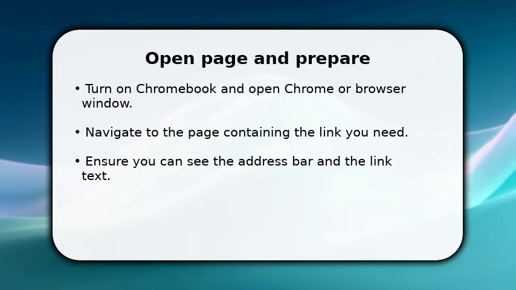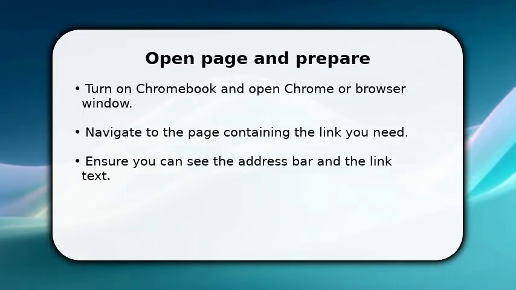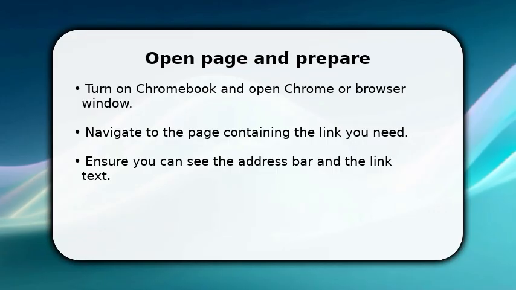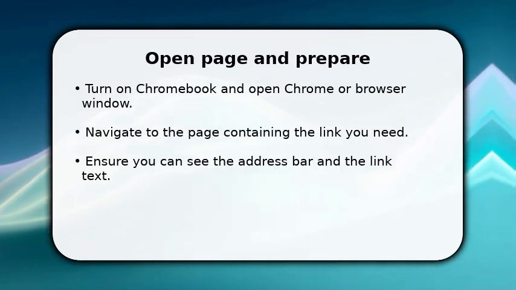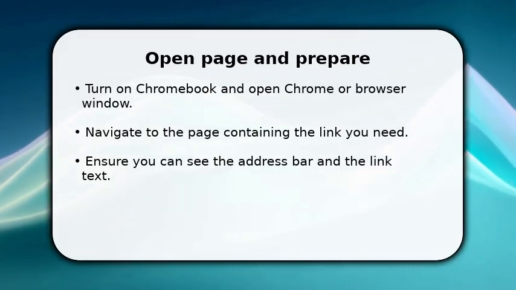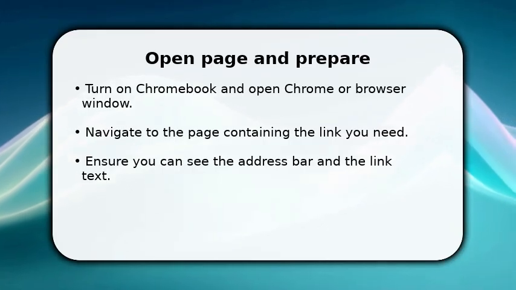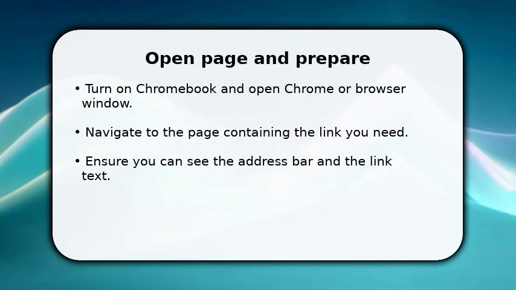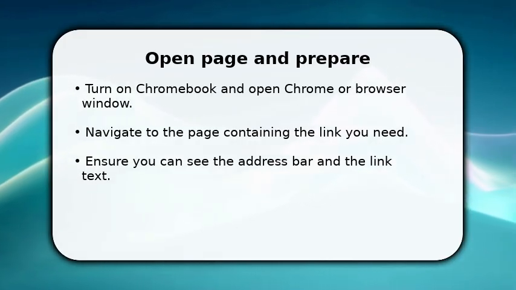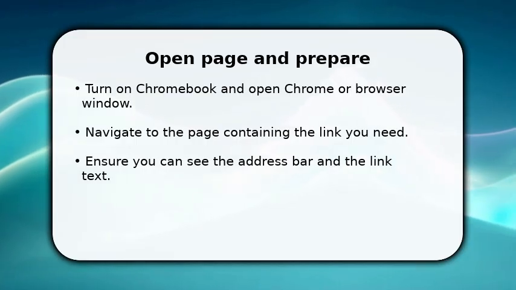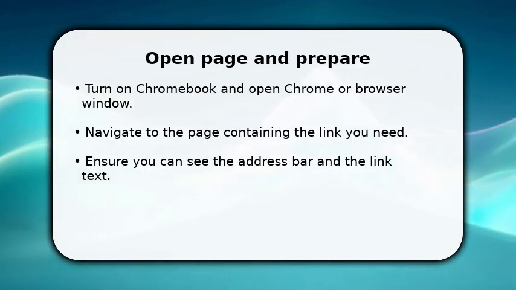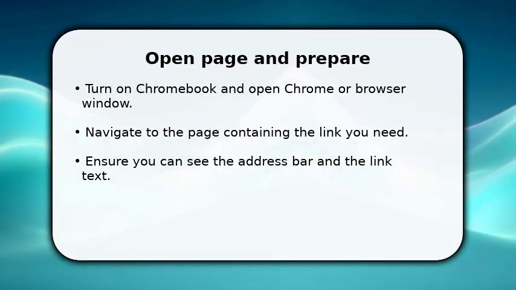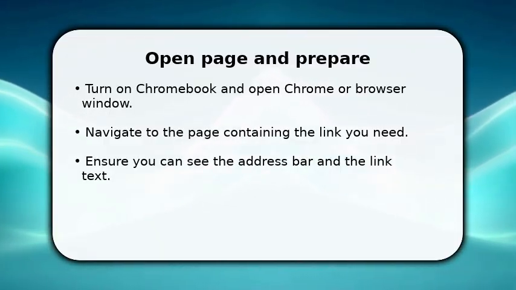Enjoy the video. You should already have your Chromebook awake and Chrome open. Once done, navigate to the page that contains the link you want. Make sure you can see the link on screen or the URL in the address bar because you'll act on that immediately. If the link is embedded in text, hover or tap to reveal it. If it's the current page URL, focus the address bar. This first action saves time and prevents copying the wrong item, so confirm the target before you proceed.